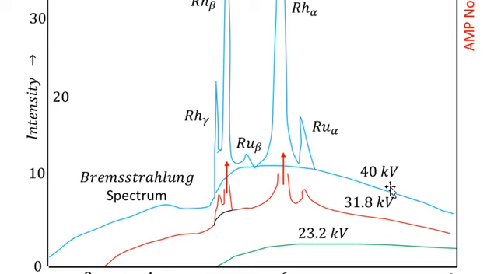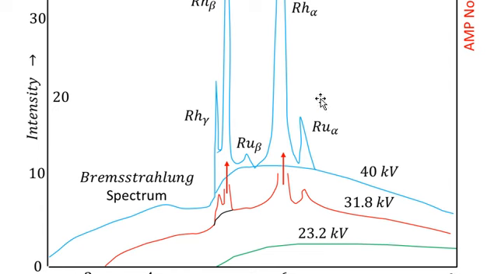And you know that if you want to obtain the energy of an electron, the energy of the electron corresponding to the first plot is 40 kilo electron volt. The energy of the electron in the second plot is 31.8 kilo electron volt, and the energy corresponding to the third plot is 23.2 kilo electron volt. And you see that the Bremsstrahlung spectrum is shown as a continuous curve.